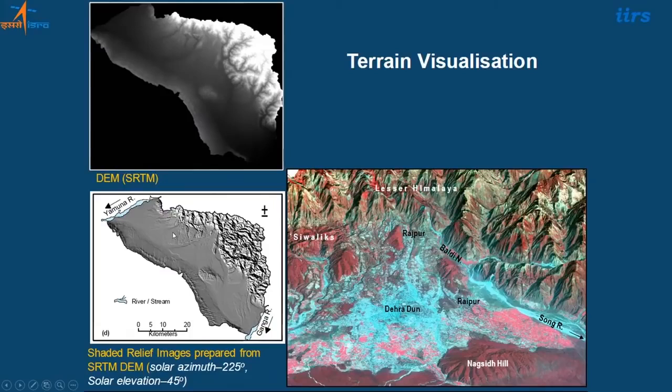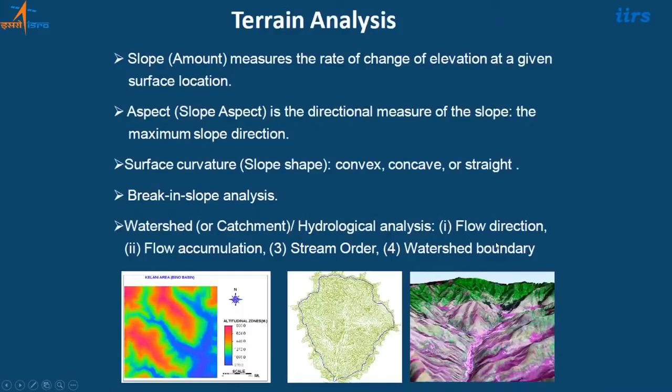Now the same image, if I visualize using some 3D software, is visualized like this one. Here you can see. Now, from terrain analysis, some other aspects are also there. We can extract information like slope, aspect, surface curvature, and break in slope analysis can be done. Watershed I have already covered, and it is kept here only for reference purposes.